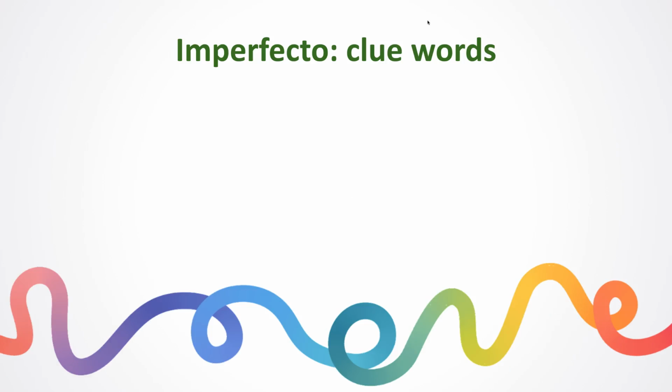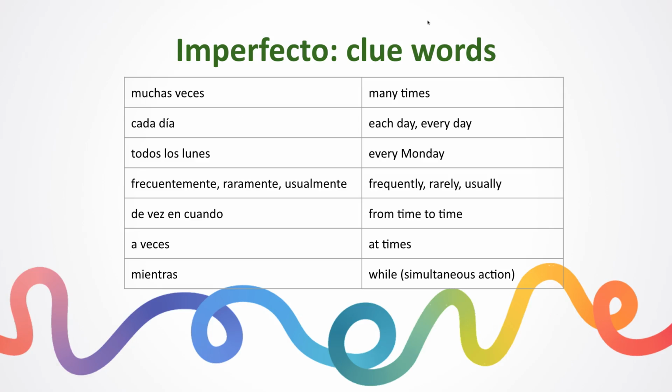On the other hand, we have some clue words for imperfecto that point to things being wavier and ongoing or repeated. Muchas veces, cada día, todos los lunes. And then all the -mente words: frecuentemente, raramente, usualmente. All of those point to something being repeated. Even something rare is repeated.